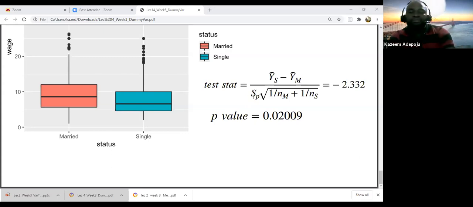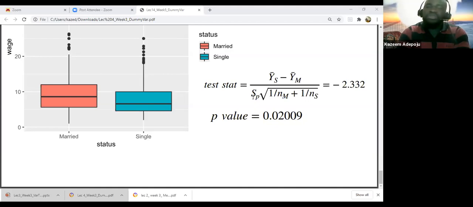For instance, the pooled variance is going to be nm minus 1 times s1 squared, which is the variance of that group, plus ns minus 1 times s2 squared, then divided by nm plus ns minus 2. So we have a pooled variance formula. When you find the square root of that, it gives you the pooled standard deviation, but you don't need to worry about that for now. What you just need to focus on is how can I implement this in R?